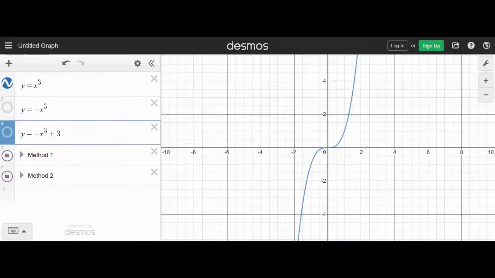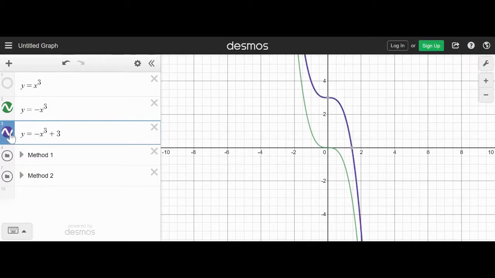This I can demonstrate on Desmos pretty fast. So we're going to start with our parent function y equals x cubed. Then I'll deal with all the y stuff first. So we're going to reflect it over the y-axis. Reflect it over the x-axis. And then we're going to do a vertical shift of 3.